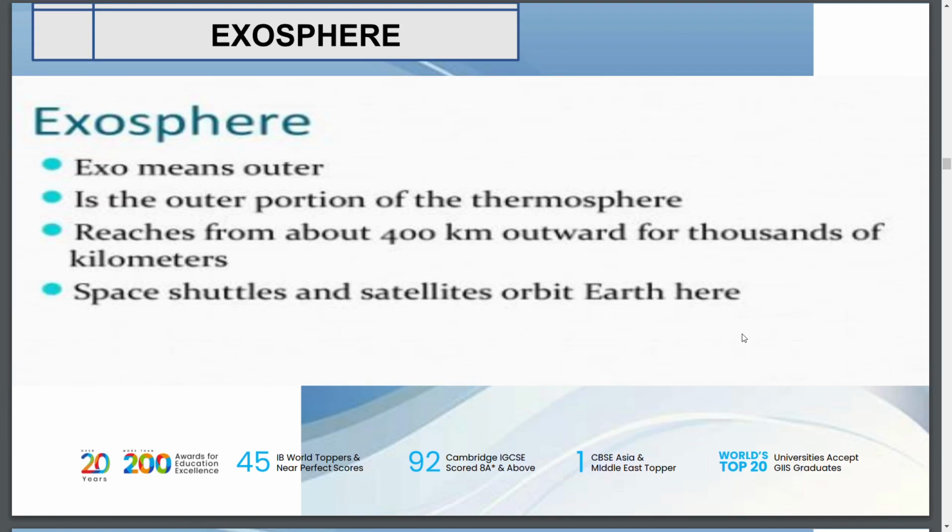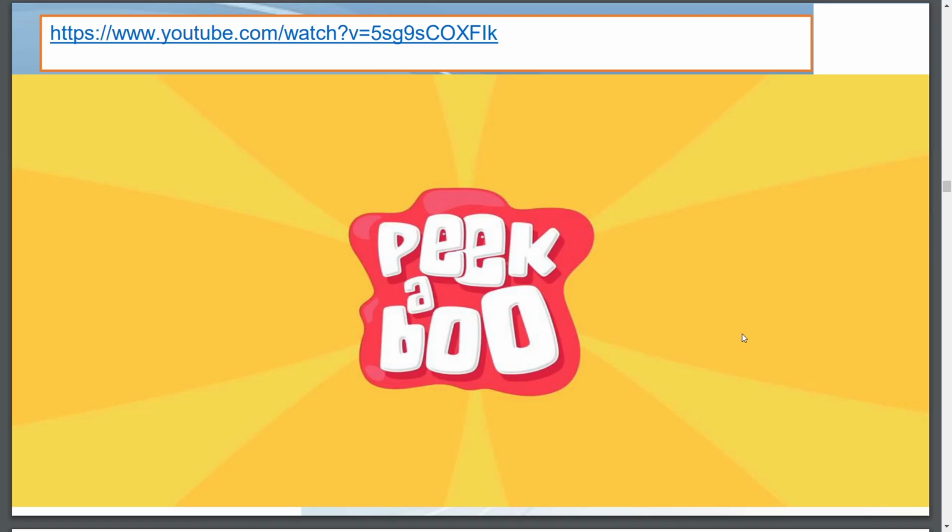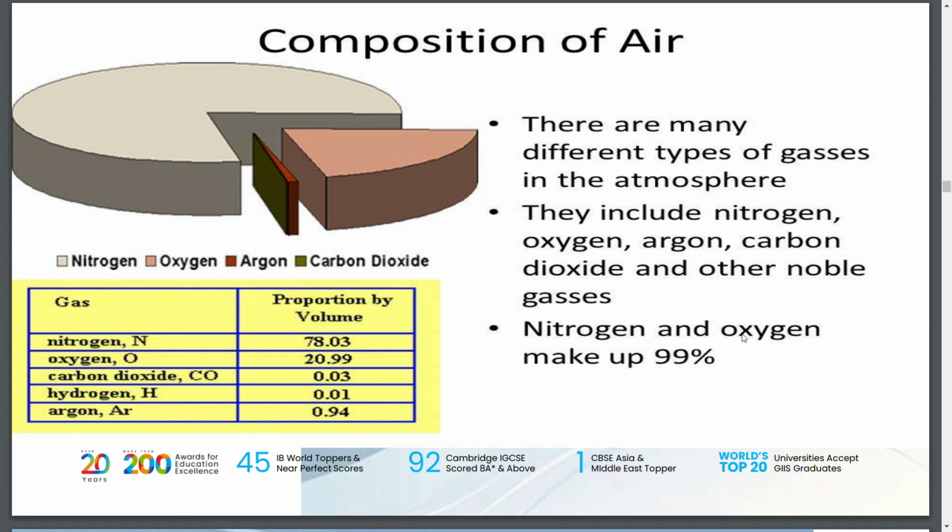Now the exosphere. Exo means outer, and it is the outer portion of the thermosphere. It reaches from about 400 kilometers outward to thousands of kilometers. Space shuttles and satellites orbit here. You can see a video here. So now let's see the components of air. Nitrogen is the most, oxygen is the second most, argon is the third most, and the fourth one is carbon dioxide.